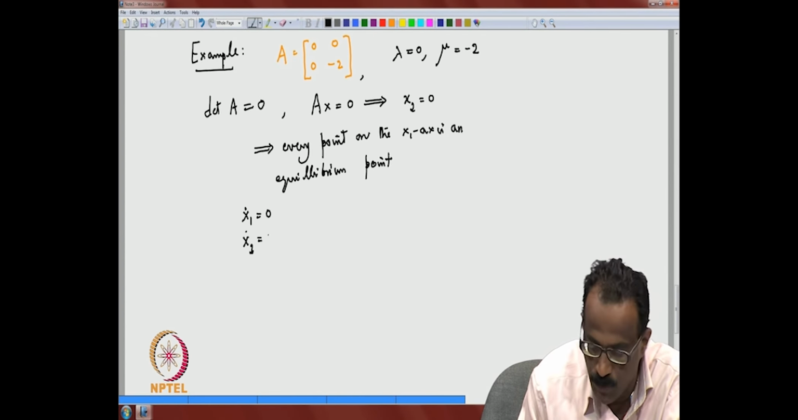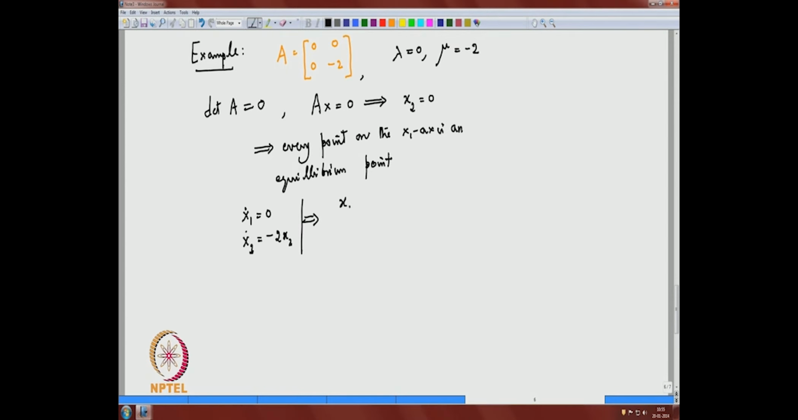So, if you solve this equation, you will get x1(t) is a constant, which is nothing but the initial point, and x2(t) is equal to x02 times e^(-2t). So, what does this show? Now, this is nothing but an equation of a line, but it is an equation of a perpendicular line. So, that is why it cannot be written as a function of the x1 variable; this is x1, this is x2.